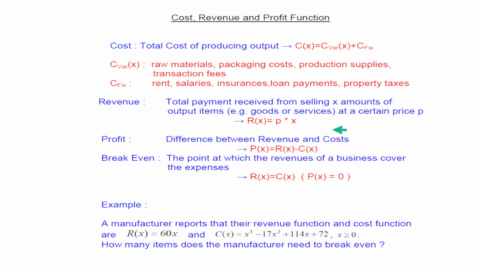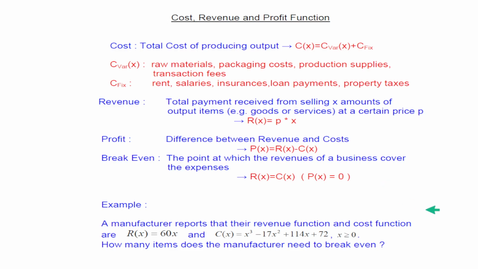Now, when it comes to the profit, how do we calculate the profit? The profit is calculated by the difference between revenue and costs. So this will give us then another function called P of X equals R of X minus C of X. And the break-even point is the point at which the revenues of a business cover the expenses. That means R of X equals C of X, which is the same when we say P of X equals 0.